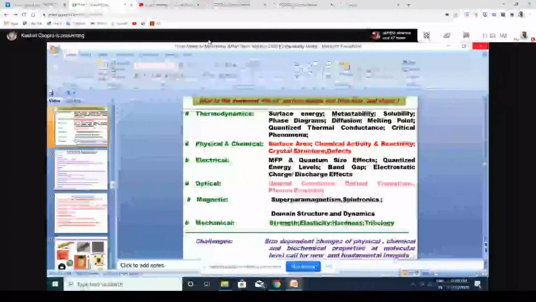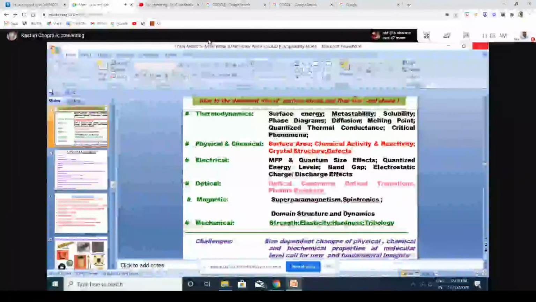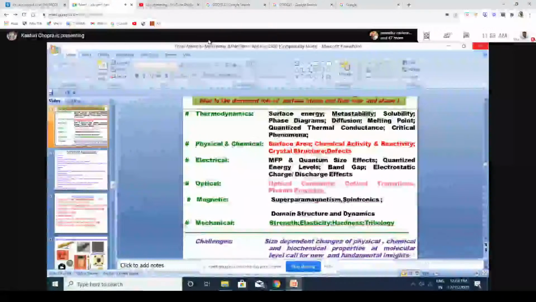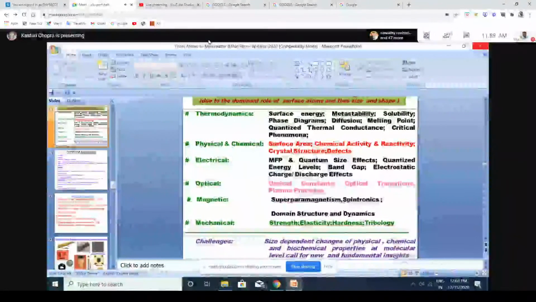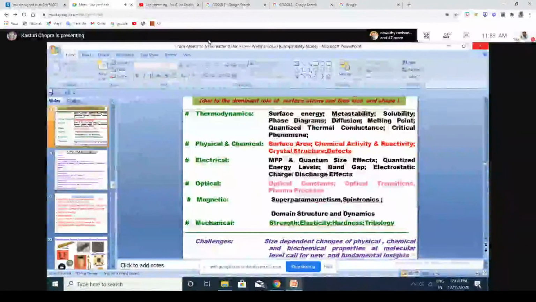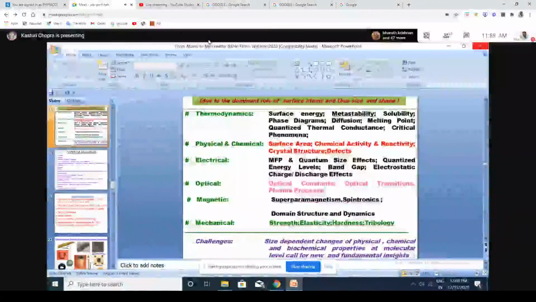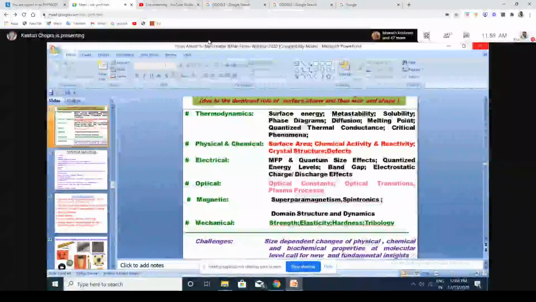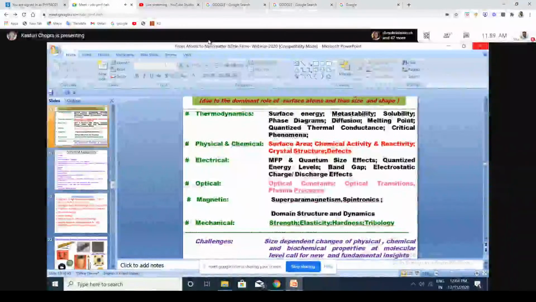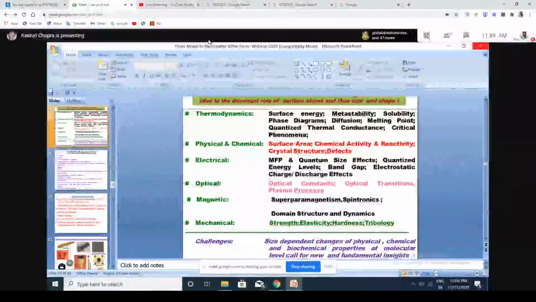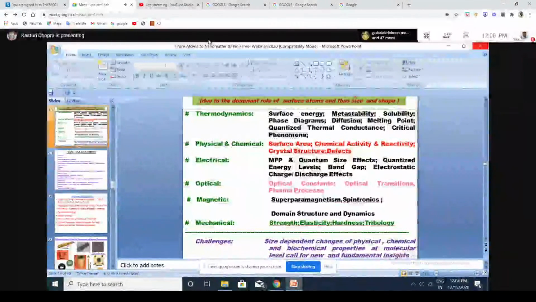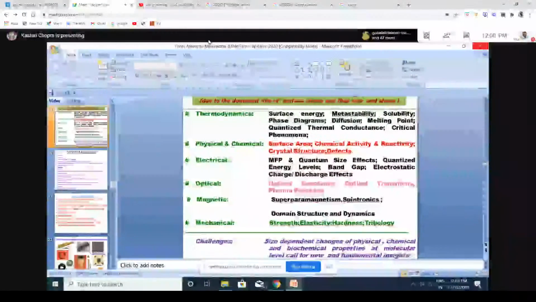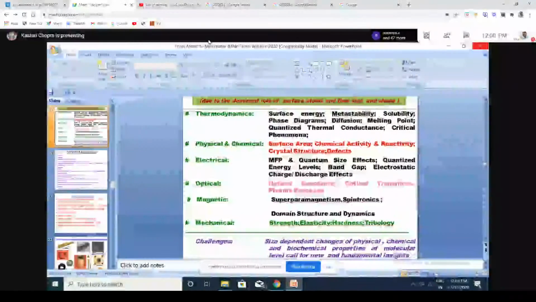I'm not going to give a lecture, but just to show you. Thermodynamic surface energy changes, for example. Solubility changes, phase diagram changes, physical properties change, surface area, chemical activity changes, electrical properties change, mean free path changes, quantum size effect changes, optical properties change, optical constants change, and so on. The magnetic properties change, and this is where we got into spintronics, for example. Similarly, mechanical properties change: the strength of material, elasticity, hardness, tribology.